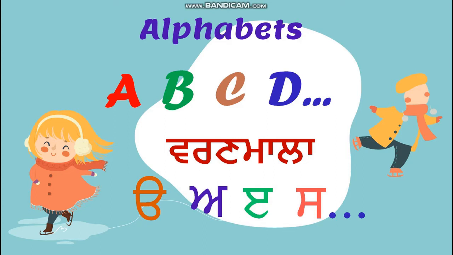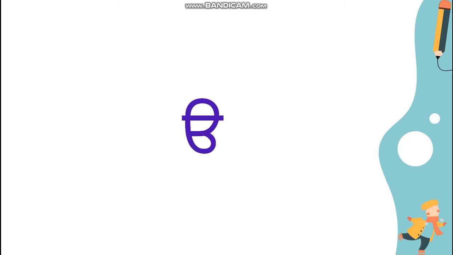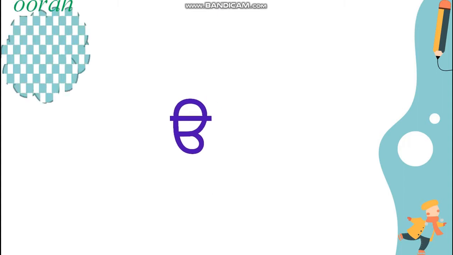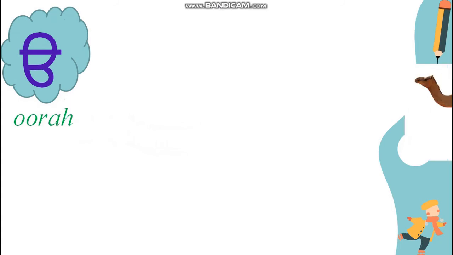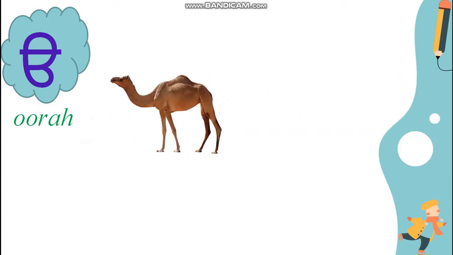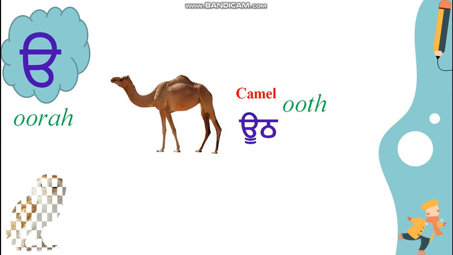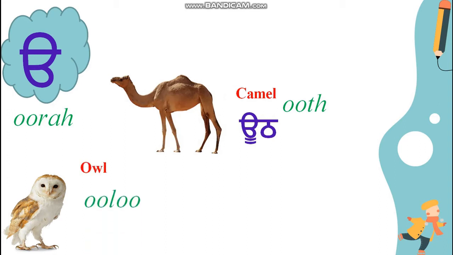So today we will learn first 5 Punjabi alphabets, and our first alphabet is Uda. First photo is of ship of a desert. That's camel. Camel in Punjabi is known as oont. Photo of an owl. Owl is ullu in Punjabi.